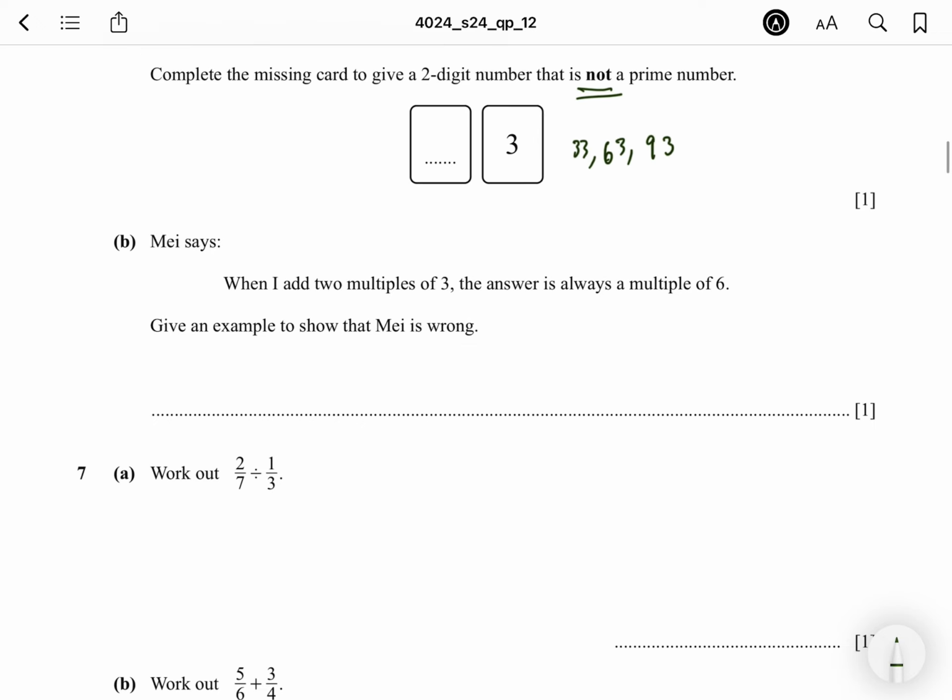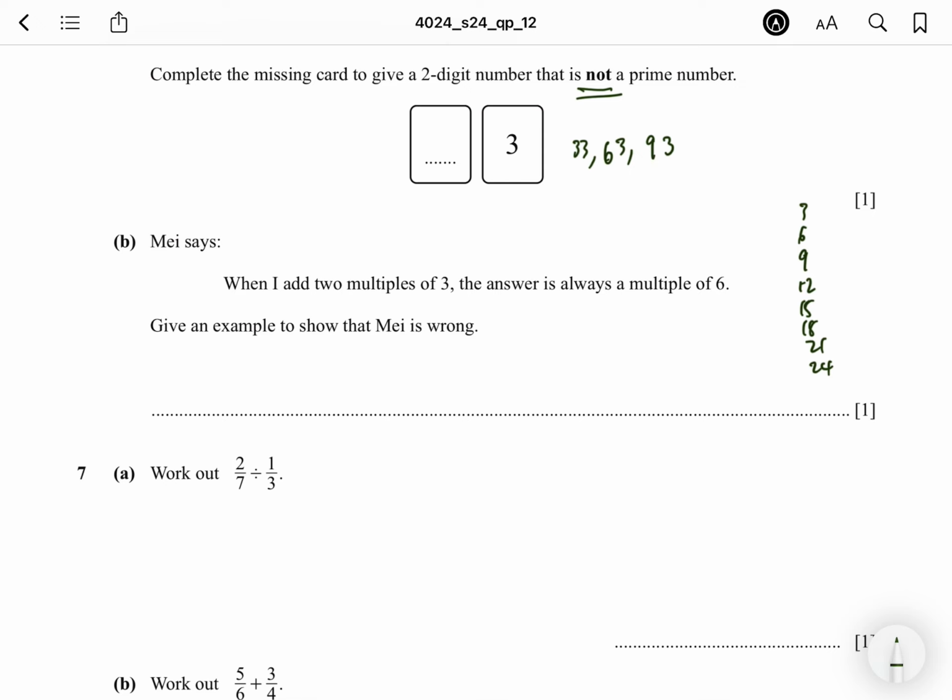So part B, most of you have no problem. You can list down all the multiples. Pick two multiples and add them, and the answer is not a multiple of 6. For example, 3 and 6 are multiples of 3. However, when you add 3 plus 6 equals 9, it is not a multiple of 6. That works. One mark.